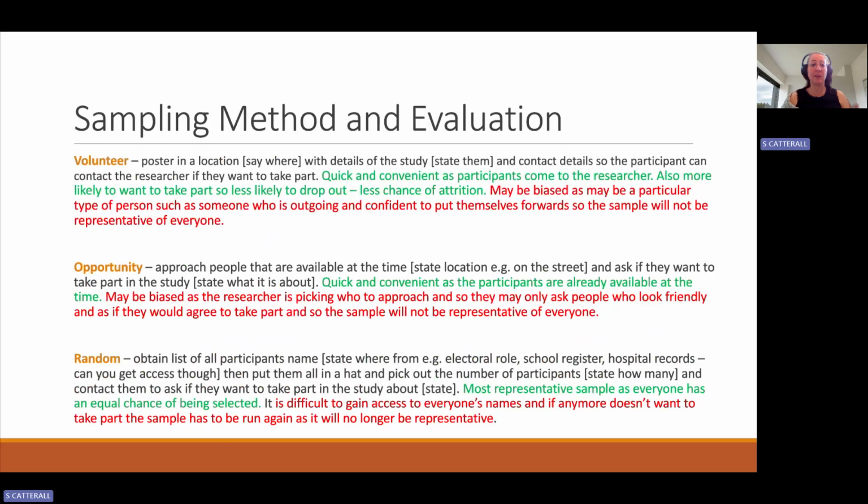It's quite difficult to put context into a sampling question. So you've got to say, I'll contact the participants and ask them if they want to take part in the study on how much people exercise, how happy they are, for example.